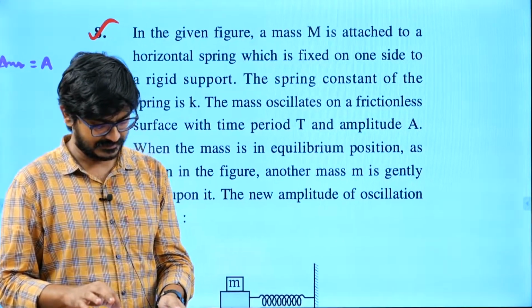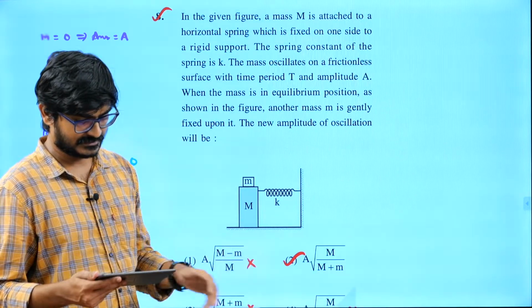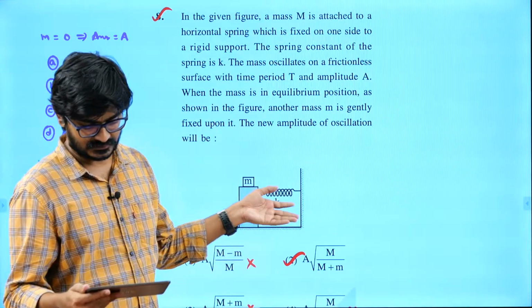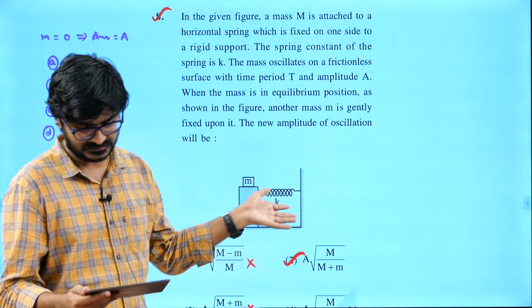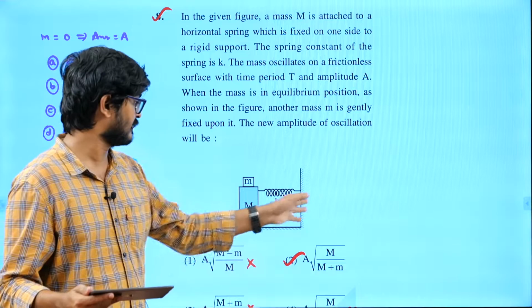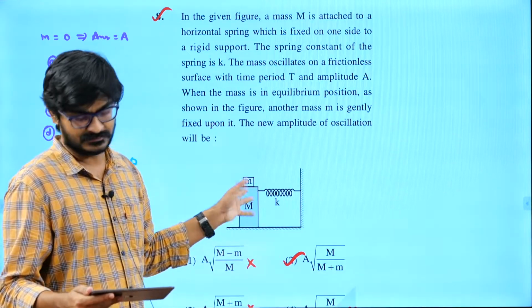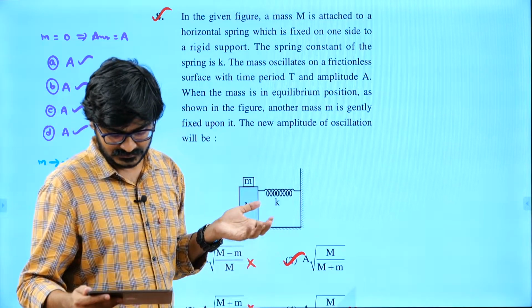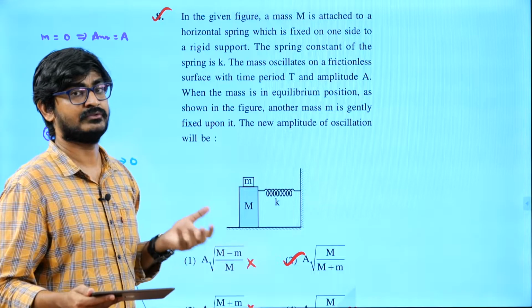The next question says, in the figure, a mass m is attached to a horizontal spring fixed on one side. The spring constant is given, and the mass oscillates on a frictionless surface. When the mass is in equilibrium position, that is when it is having maximum speed, another mass m is gently fixed on it. So what will be the amplitude of the new oscillation?